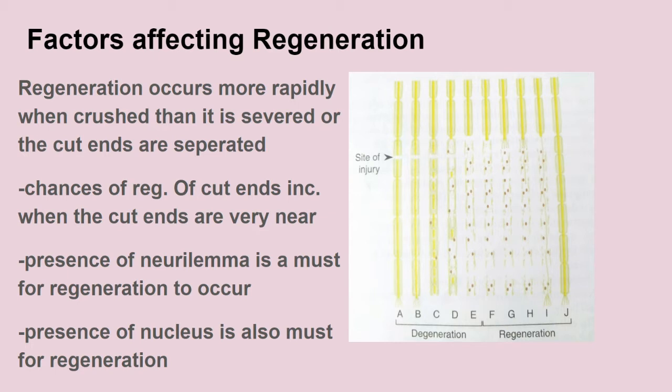Also, the presence of neurolemma. What is neurolemma? It is the membrane of the neuron, and it is very important for this process. Now you may know that the CNS neurons have no neurolemma. So that's why the CNS neurons, once degenerated, never regenerate, as the nerve fibers have no neurolemma. Now the presence of the nucleus in the neuron cell body is also a must for the regeneration process to occur. If it is extruded out, the neuron is atrophied and regeneration does not occur. So the main two things, neurolemma and nucleus, are very important for a particular neuron to get repaired.